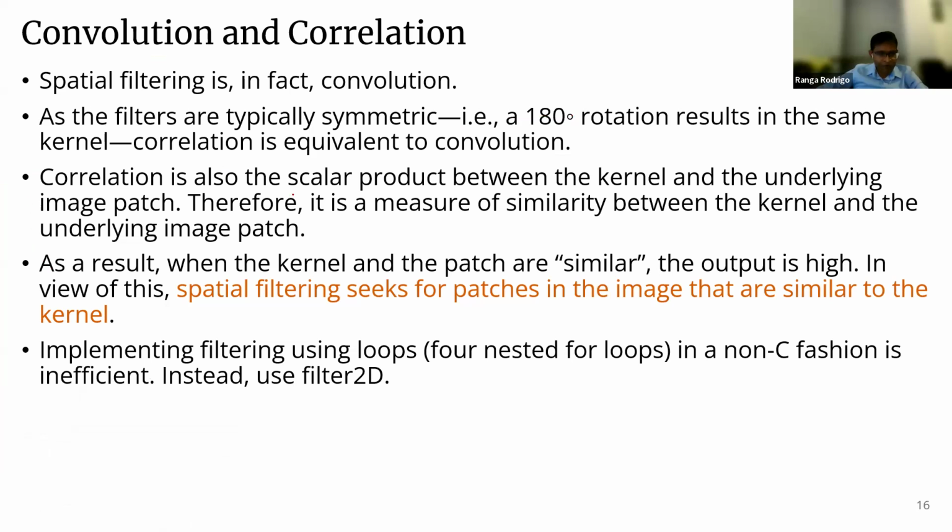Now, correlation is also the scalar product between the kernel and the underlying image patch. Therefore, it is the measure of similarity between the kernel and the underlying image patch. And we talked about that last time. That means kernels look for things that are similar to it. Because it is like the dot product, the vectors must be similar to give high output. As a result, when the kernels and patches are similar, the output is high. In view of this, spatial filtering seeks patches in the image that are similar to the kernel.